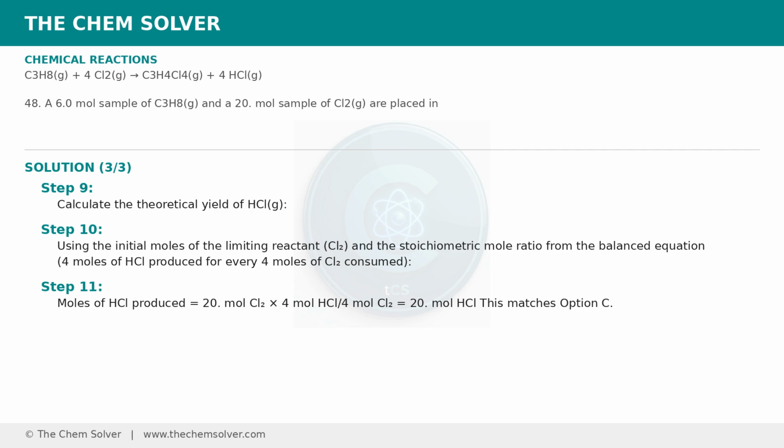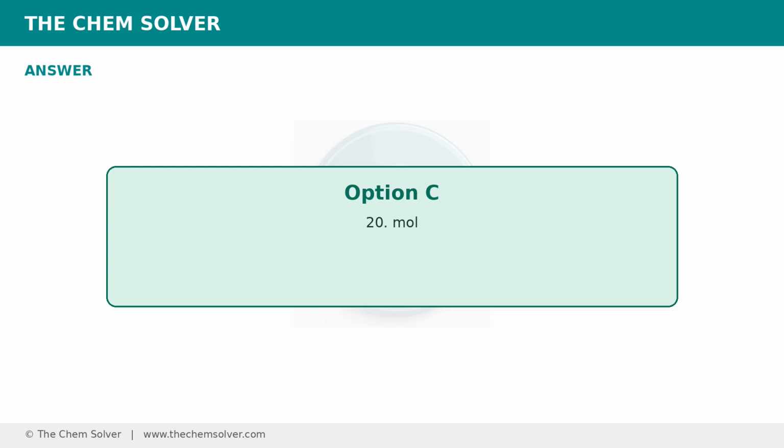This matches option C. The correct answer is option C, 20 moles.